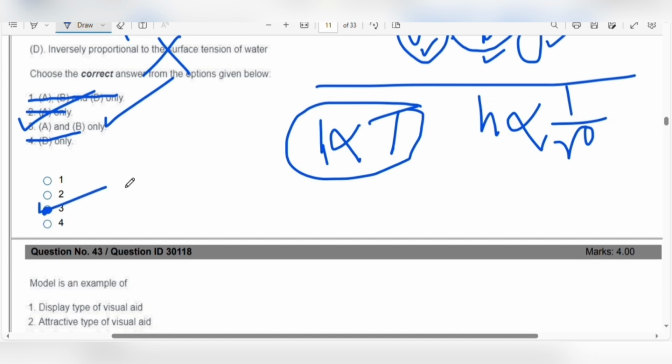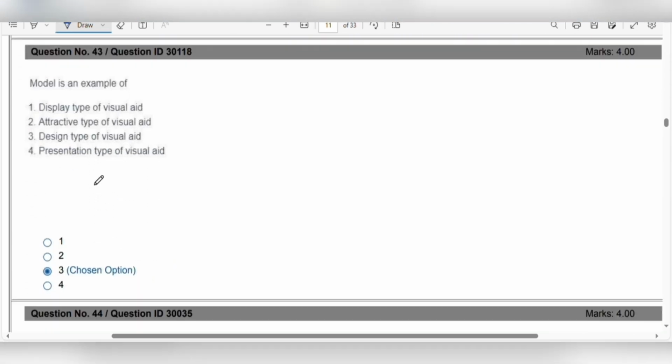Right? Moving on. "Model is an example of..." This is again a question from extension. I always tell you, you have to be very thorough with your extension. But this is an easy question. You can solve it with your common sense also. Model, you know what is a model. We prepare those models during our away programs, during our assignment submission of extension. So model is nothing but a display type of visual aid. We make, say, a model of IFS, integrated farming system, and we display it in our exhibition center. People come, they see the model, and they get to know what IFS is. So it is a display type of visual aid. This is not the correct answer. The correct answer is option 1.